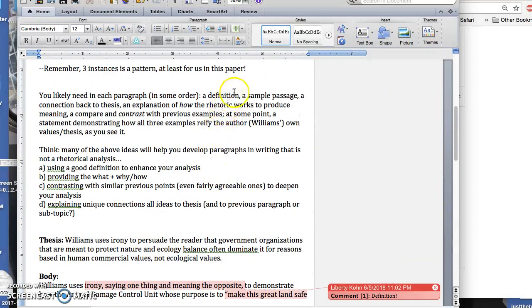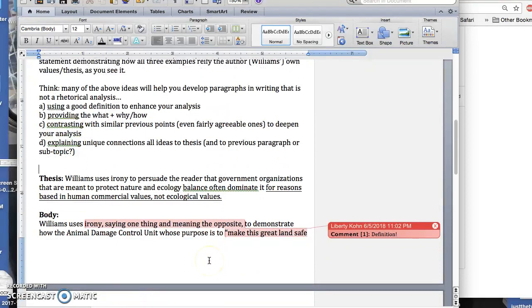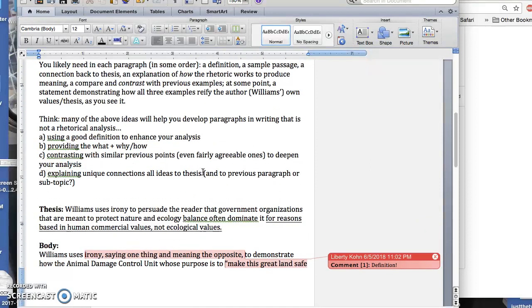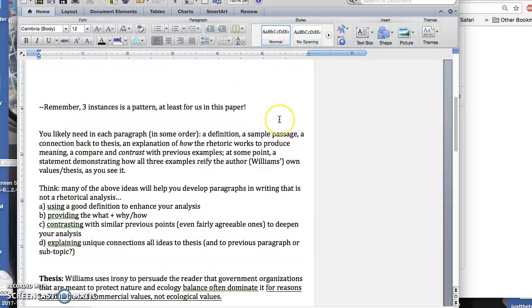All right, so a good definition to open things up. You can see that I'm doing that here. I've outlined it here. Definition. Uses irony, which is saying one thing and meaning the opposite. And that's enough of a definition to make this paper go. All right. So a definition, a sample passage should follow soon after. You will need a quote from, in your case, the Sierra Club documents. You'll need a connection back to the thesis.